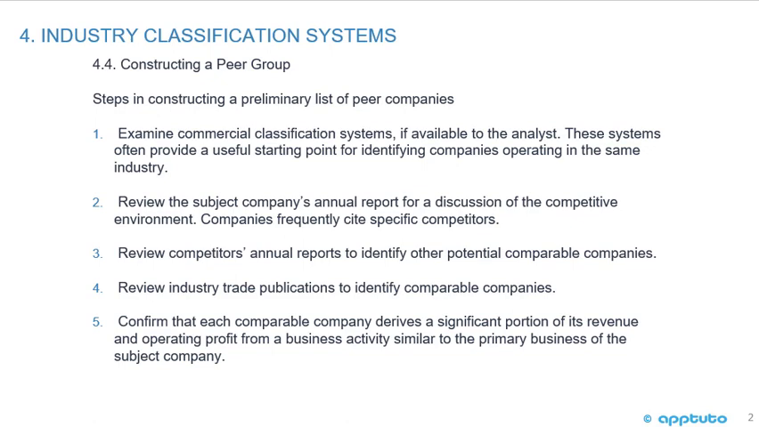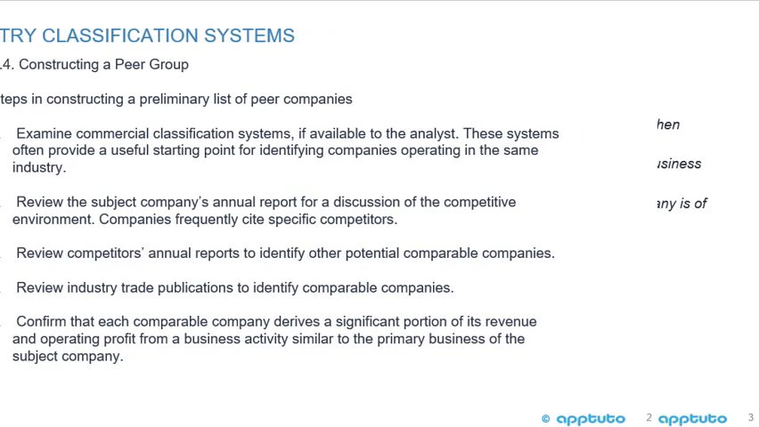Number 3, review competitors' annual reports to identify other potential comparable companies. Number 4, review industry trade publications to identify comparable companies. And finally, number 5, confirm that each comparable company derives a significant portion of its revenue and operating profit from a business activity similar to the primary business activity of the subject company.